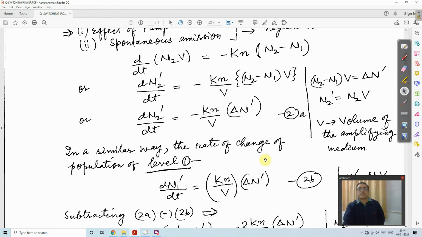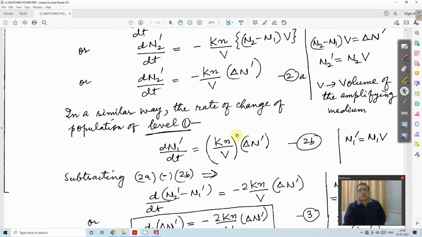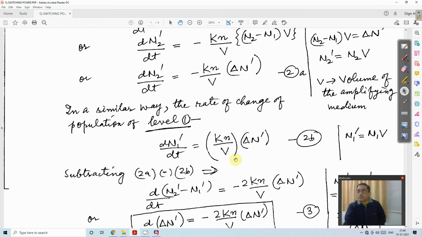In a similar way, the rate of change of level 1, that means the ground level, we can write easily: dN1 dash by dt is equal to K N by V delta N dash. So this one is our equation number 2a and this one is our equation number 2b.